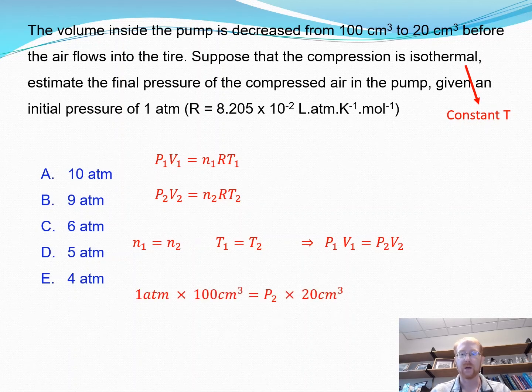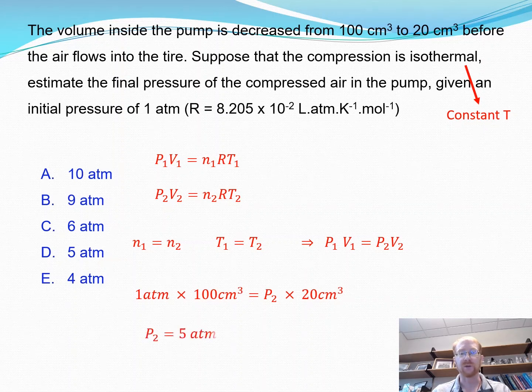So our initial pressure of 1 atmosphere times our initial volume of 100 cubic centimeters is equal to our new pressure, P2, times 20 cubic centimeters. Here, I don't need to change my volume units. As long as they match, cubic centimeters in both cases, that's fine, because I don't have an R value. R has a set unit for volume, liters, but if R isn't included, the units don't matter, just that they match. That's all that we care about here.